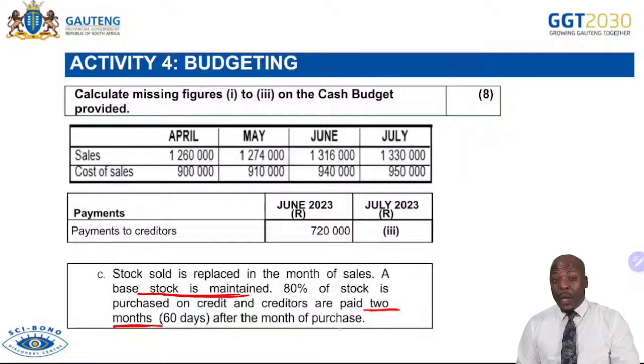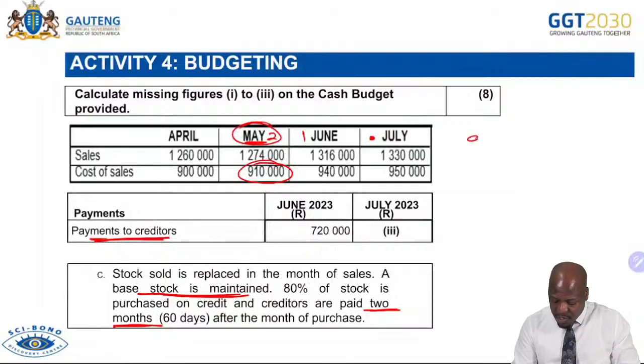So whatever we sell is what we buy. And then when we have bought it, we will pay 2 months after. So if we are in July and we want to pay, we have to count 2 months going back. So we are in July. We'll count 2 months going back. This is going to be 1 and this is 2. The second month going back is May. What was the cost of sales in May? 910,000. So you come here, then you say 910,000 is the cost of sales in May.